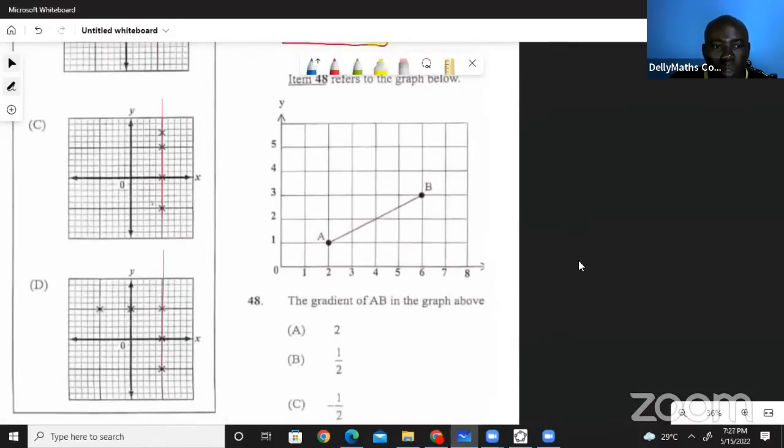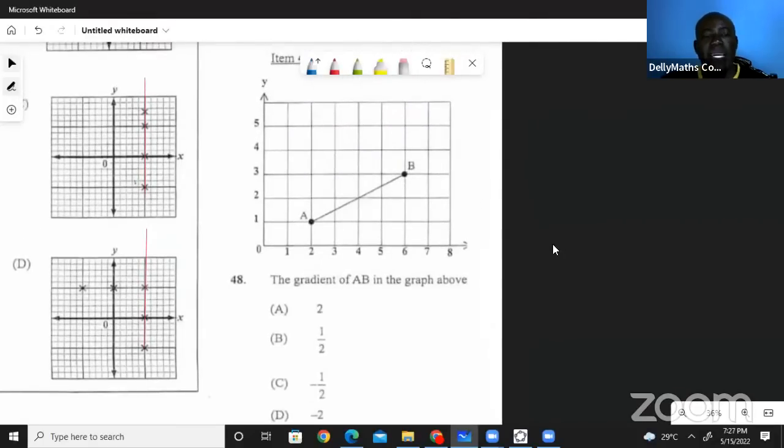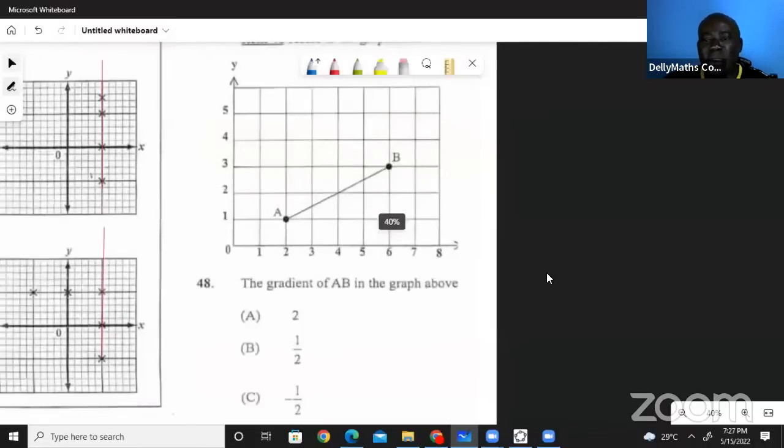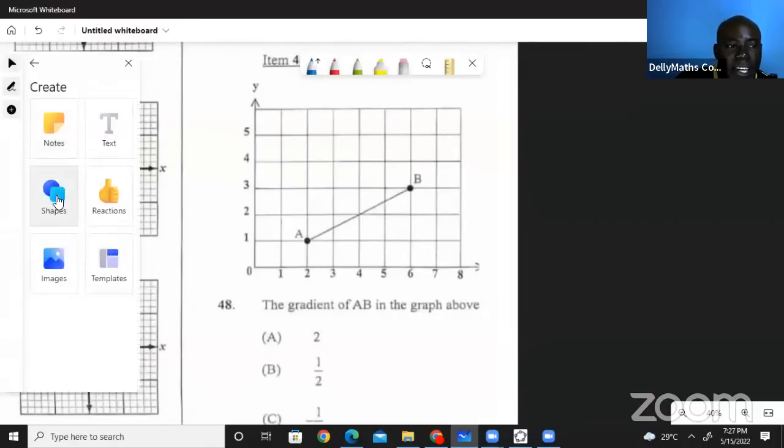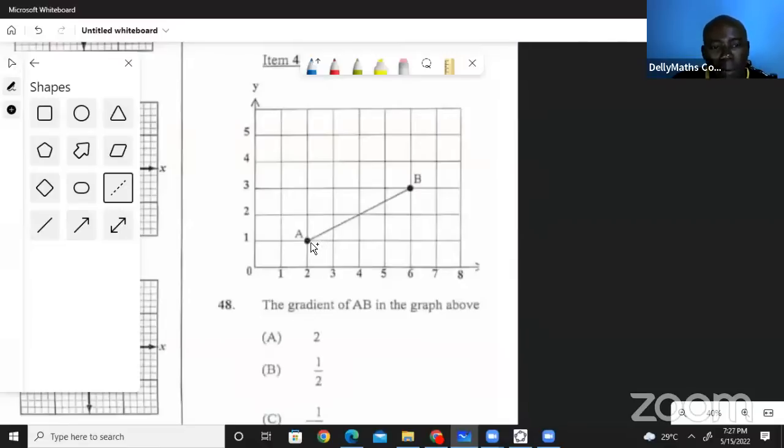All right, let's go to question 48 now. Question 48 says the gradient of AD in the graph above. We're talking about the gradient of AD. Now, gradient is rise over run. I'm going to drop a nice triangle here so that we could see it. Let me drop a broken line triangle right there. Let's use red. And then let's drop another one coming down from there.